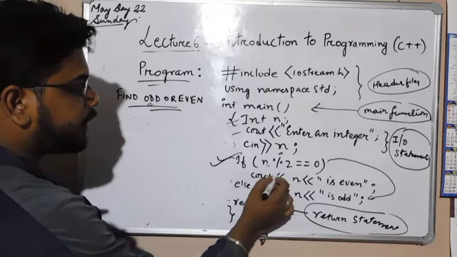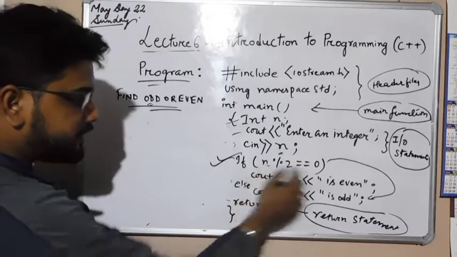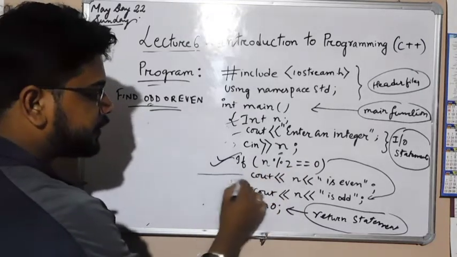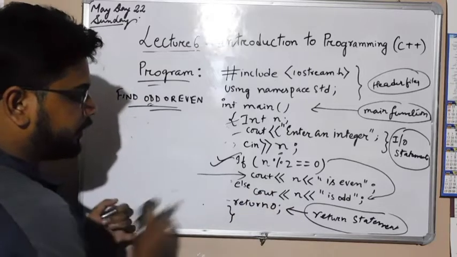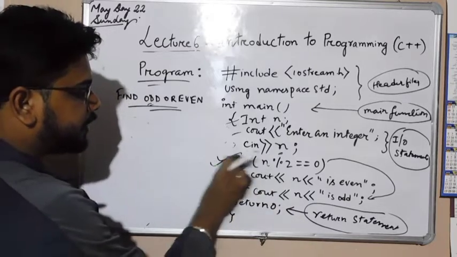Now, since the remainder is 0 in this case, that means what? This statement will be executed and there is no need of going to the else part. Okay? No need of going to the else part.